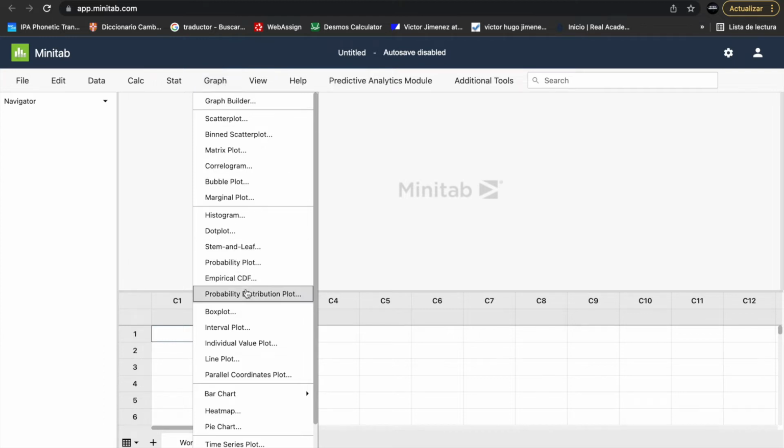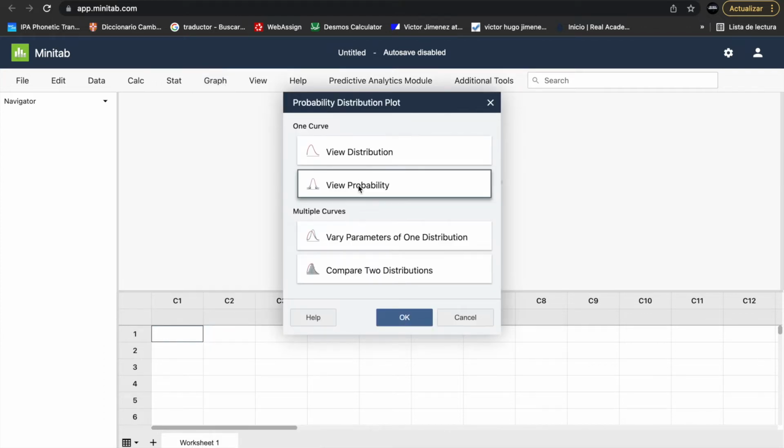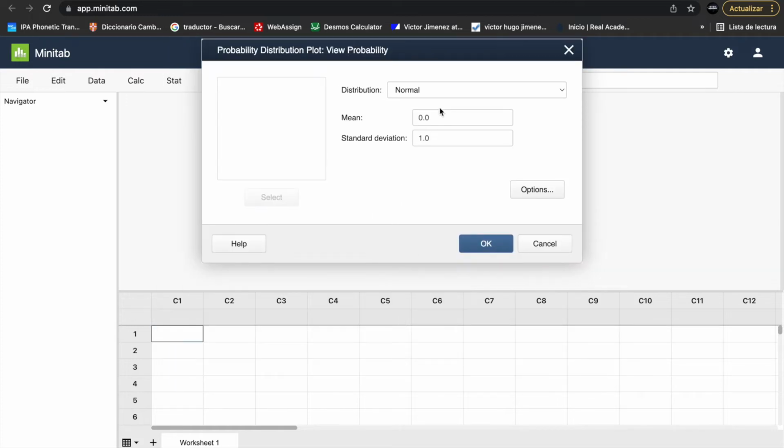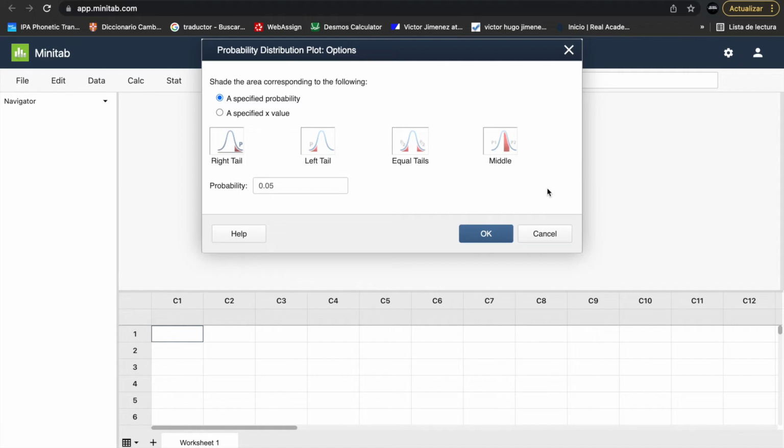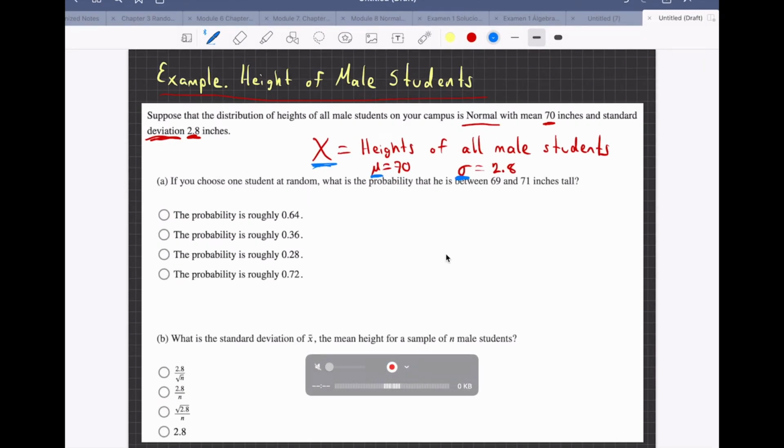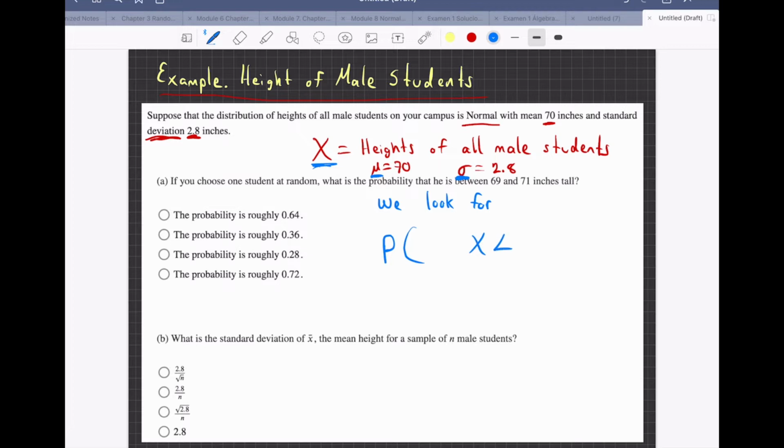graph, probability distribution plot, view probability, okay, and enter the mean that we got there. It is going to be 70 and the standard deviation 2.8. And then options. Oh, I forgot to write down what we're looking for. So notice it says between 69 and 71. So essentially we look for this: the probability that the height is between 71 and 69.